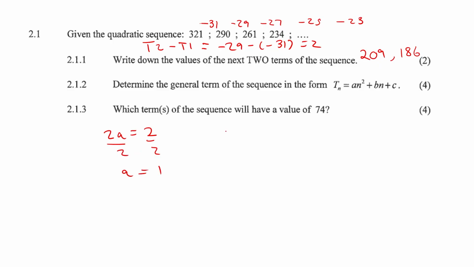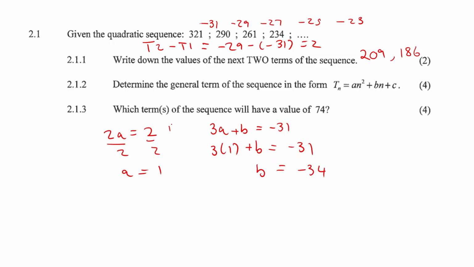Next, we use our equation. 3a plus b is equal to minus 31. We can sub in our a value here. 3 into the 1 plus b is equal to minus 31. Therefore, b is going to be equal to minus 31 minus 3. It's a positive 3 on the left-hand side. When we take it over to the right, it becomes a negative. B is equal to minus 34.